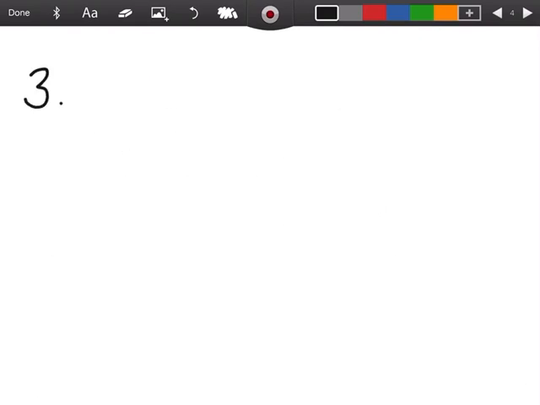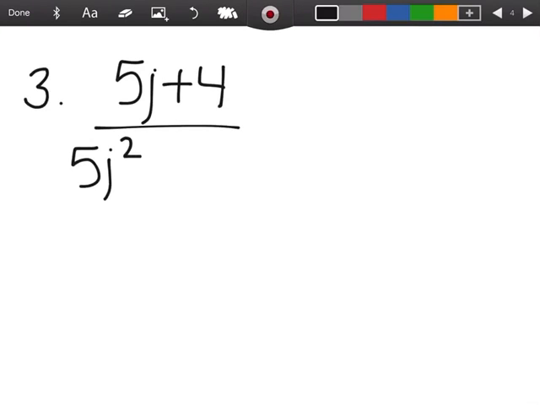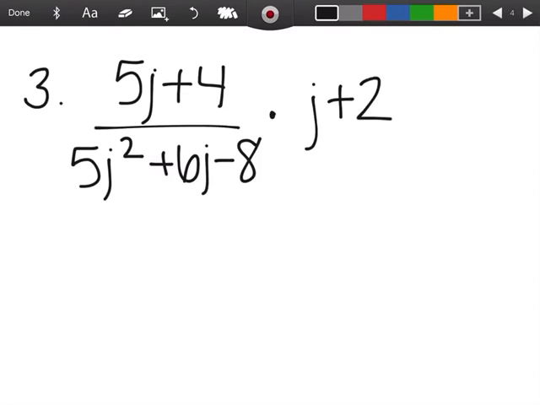Okay, and then we'll try this practice problem. So we've got 5j plus 4 over 5j squared plus 6j minus 8 times j plus 2. So here's a couple things I want to notice. The first thing is that anytime it's a whole number or just a polynomial with what looks like no denominator, I can put it over 1. And second of all, I want to factor this 5j squared plus 6j minus 8.